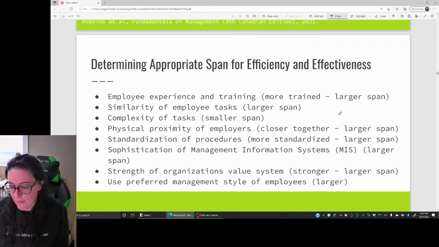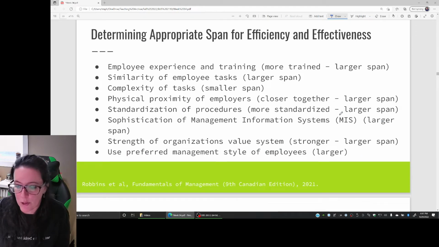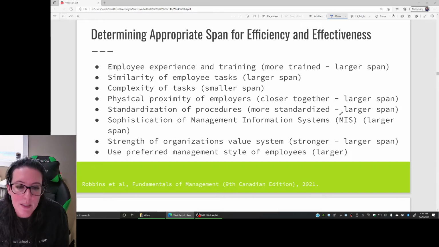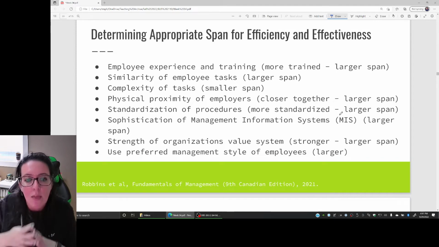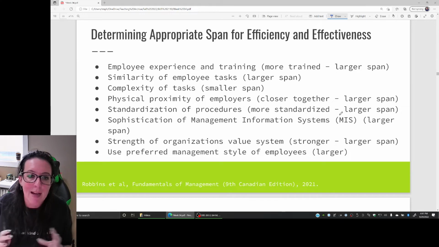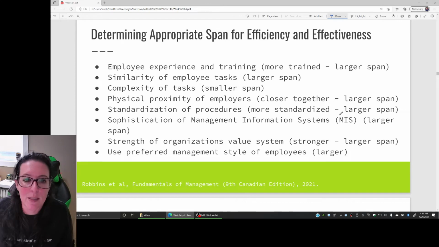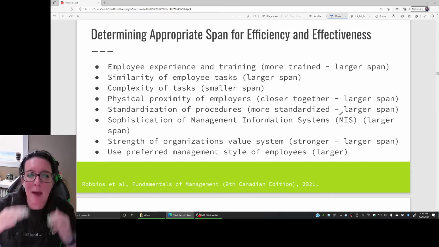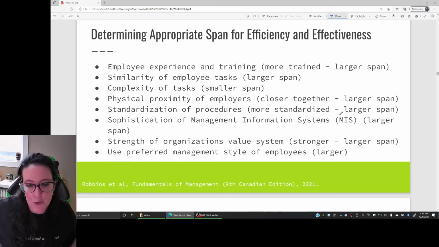So how do you decide how many people should report to you? Well, what's the level of training or skill of your employees? The more trained they are, the larger or wider the span of control can be. So when you have experts, so if we're managing a bunch of engineers, a bunch of technical experts, they're all doing their own thing. They know what their responsibilities are, and they can work alone with a lot of autonomy, which means that we can have one manager manage many more people. So the more trained, the larger the span.